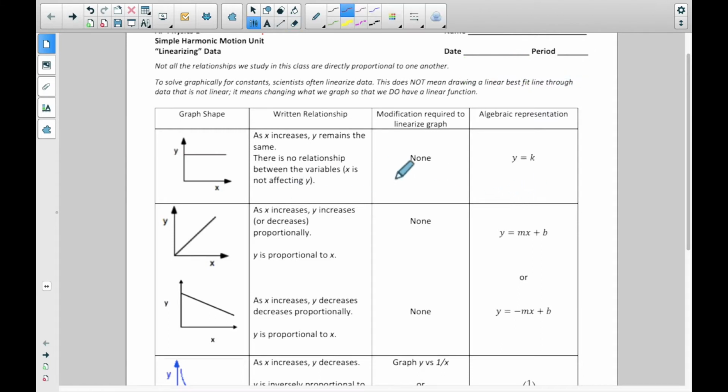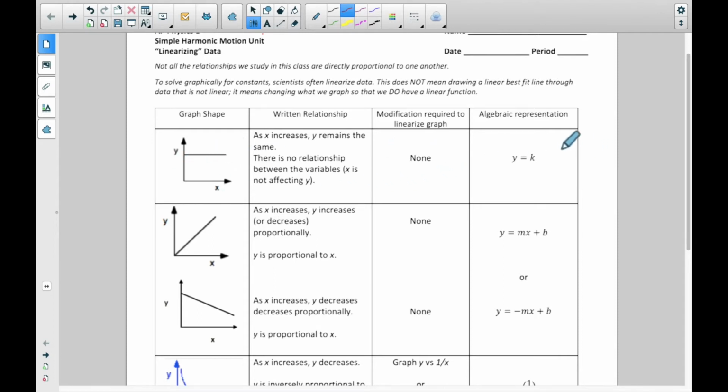Okay, so let's look at some of the things that we could possibly plot against each other. Maybe we have 2 variables, and when we plot them, we get a straight line. That shows us there is no relationship between those variables. That is, x is not affecting y. What do we have to do to linearize it? Nothing, because it's already a straight line.